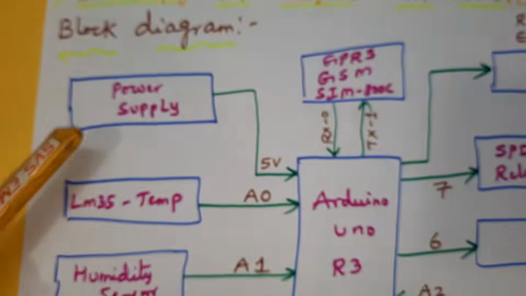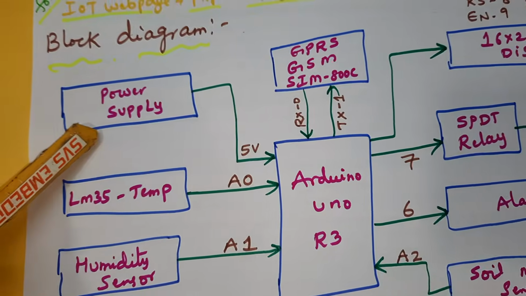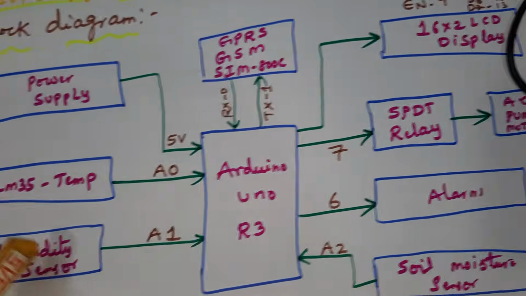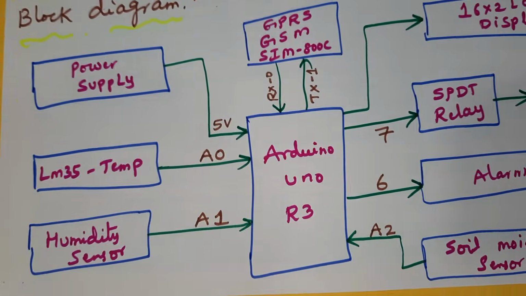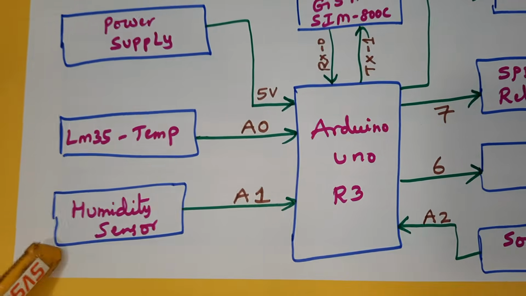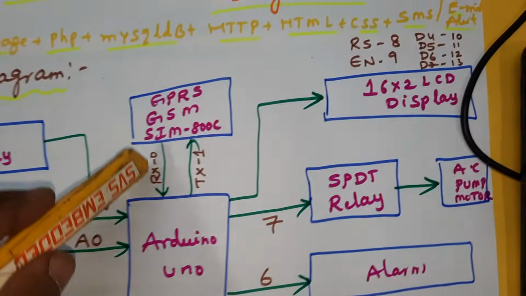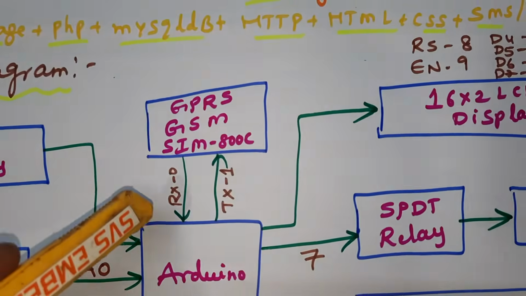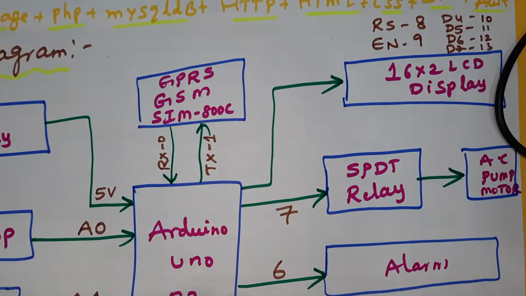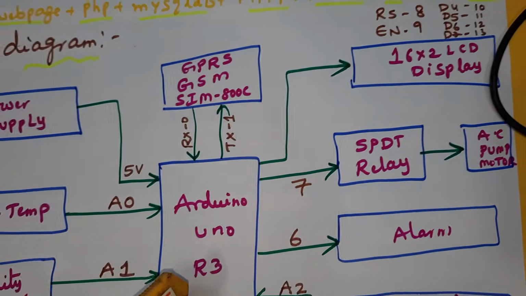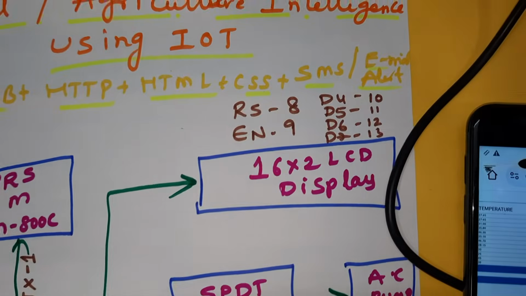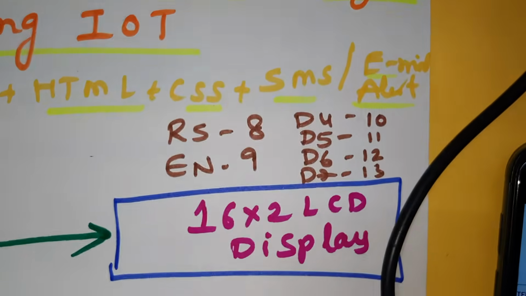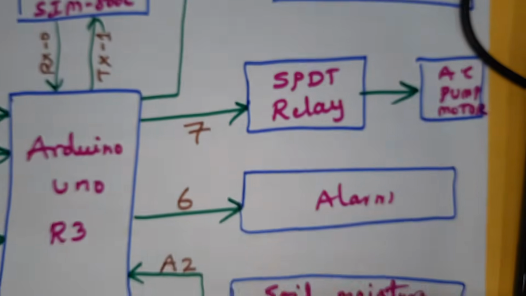The power supply board, a 5 volts, 0 to 9 volts adapter, sends 5 volts power supply to the Arduino Uno R3. The LM35 temperature sensor is connected to A0, and the humidity sensor to A1. The GPRS modem GSM SIM 800C is connected to RX TX 0 and 1 for serial communication. It sends the data as SMS alert and email alert. The 16x2 LCD display is connected with RS, enable, D4, D5, D6, D7, and pins 8, 9, 10, 11, 12, 13.